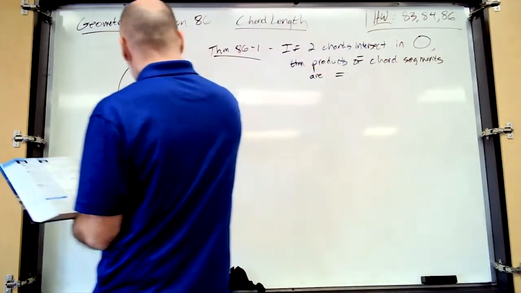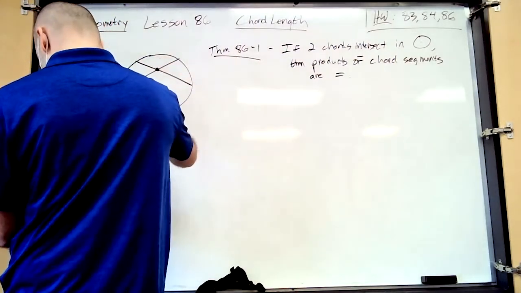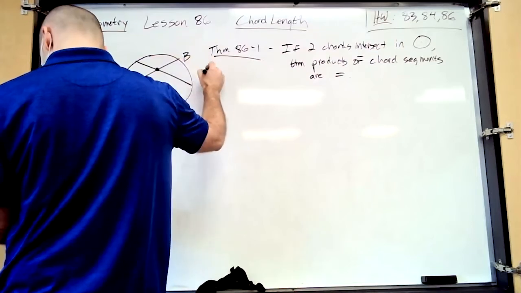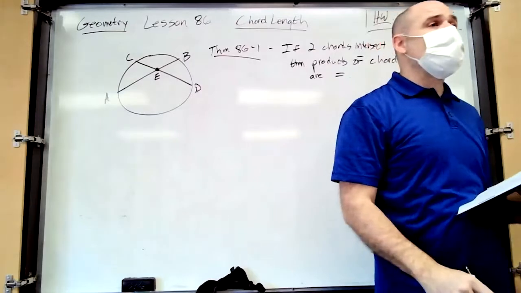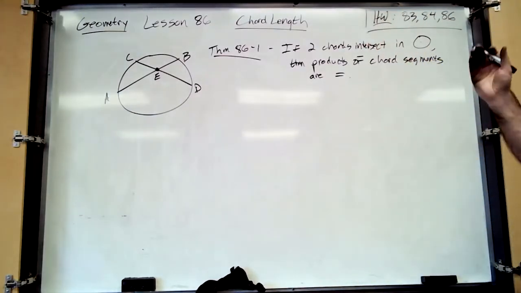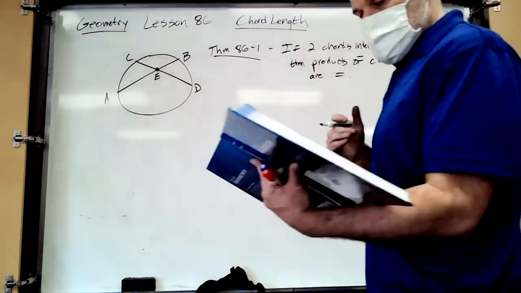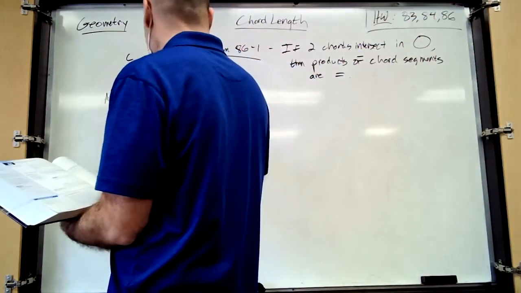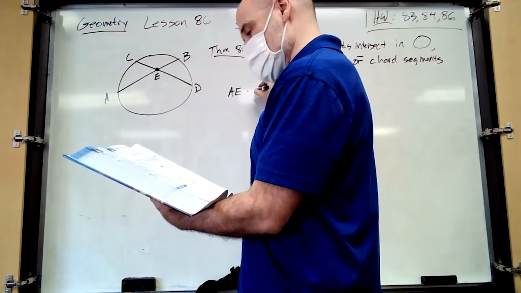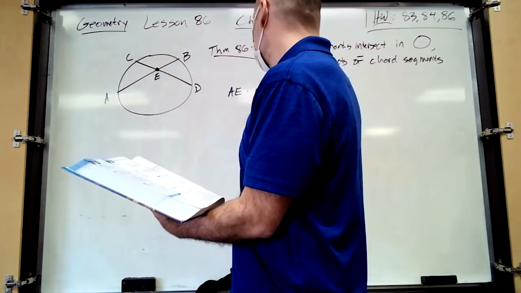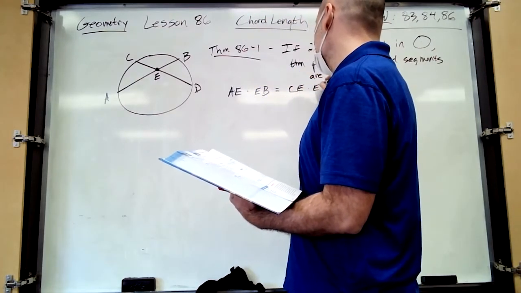Okay, so if I were to label this, we call this AB. This will be E. Okay, guys, watch this. If two chords intersect, you're going to see something beautiful happening here. Here's what happens: AE times EB has to equal CE times ED.